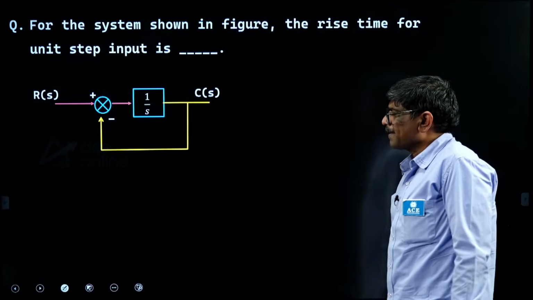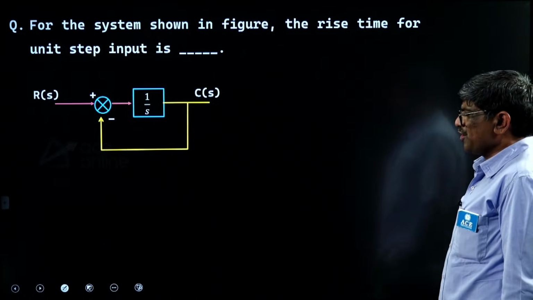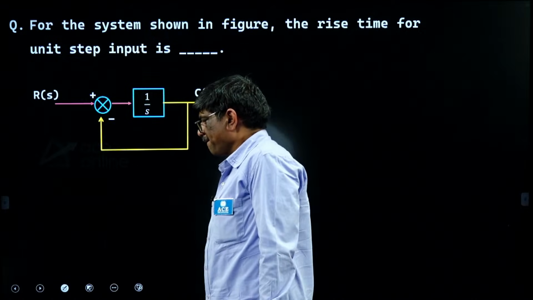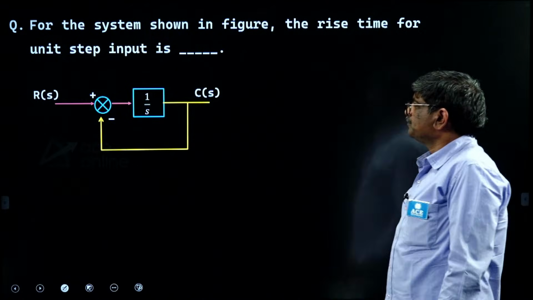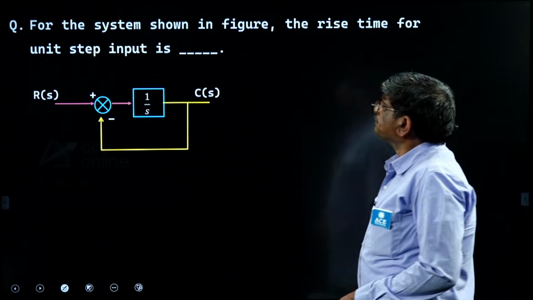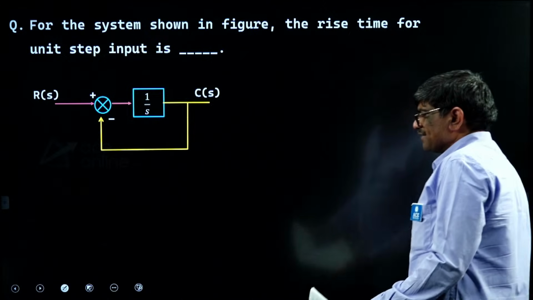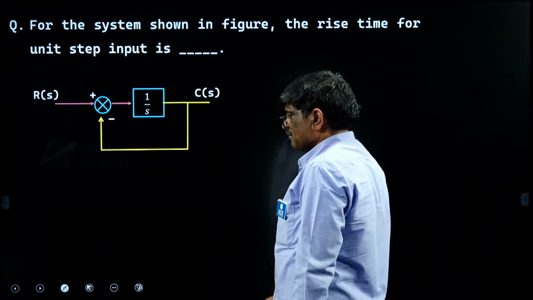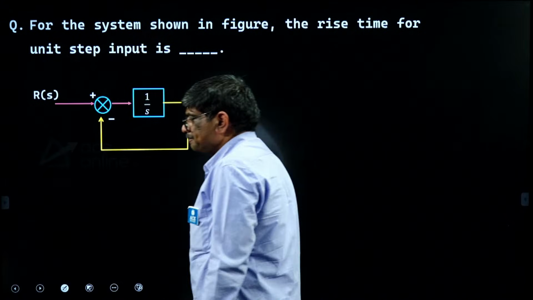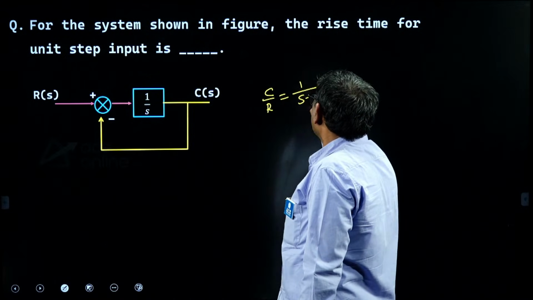Solve this question. For the system shown in the figure, the rise time for the unit step input is, anybody? Do it. Anybody answer? C by R equal to what? 1 by S plus 1.